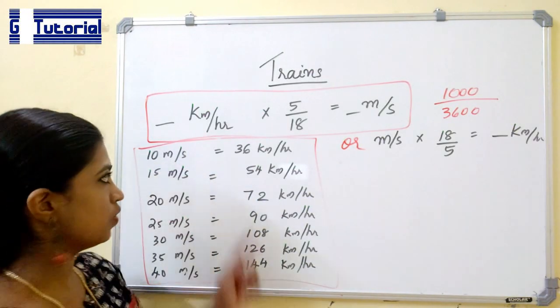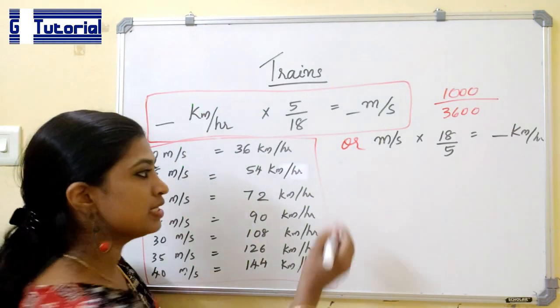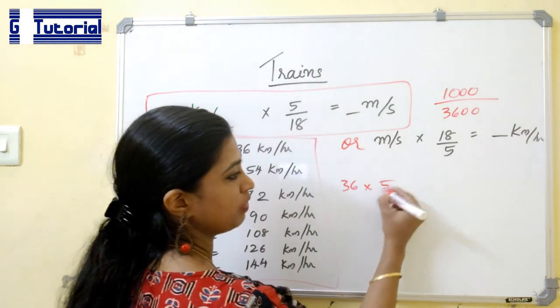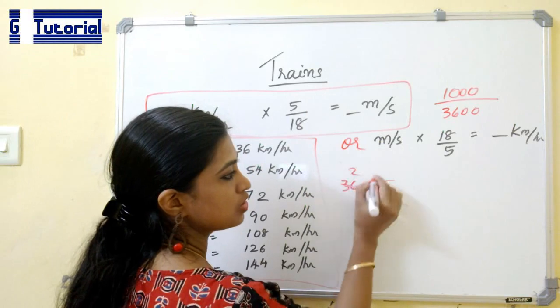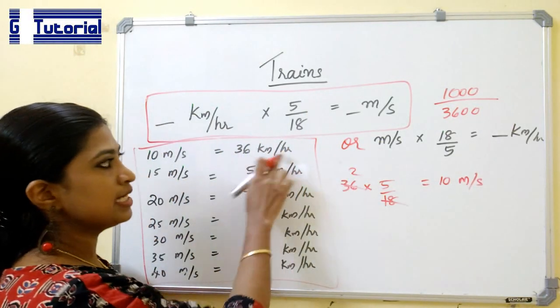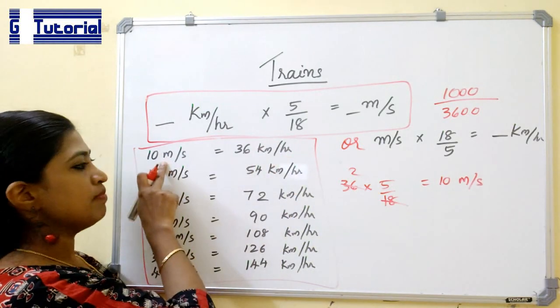If you know the table. So 36 km per hour is 36 into 5 by 18, multiplication by 5 by 18. 18 2s are 36, 2 5s are 10. So 10 meters per second. 36 km per hour is equal to 10 meters per second.